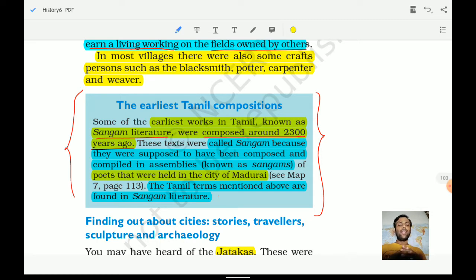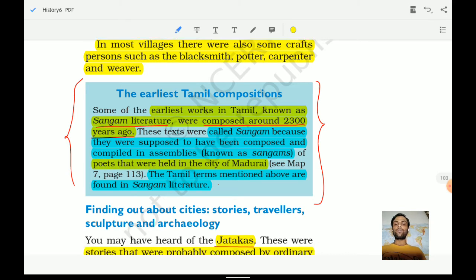The poets that were held in the city of Madurai, where this was written, the name of the city was Madurai. The Tamil terms mentioned above are found in the Sangam literature. The terms which we have seen for the people mentioned in Southern India who were living there are also found in the Tamil literature, in some Sangam literature. So remember this as well.